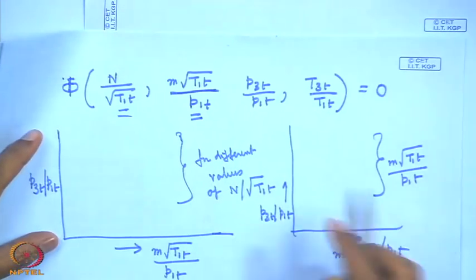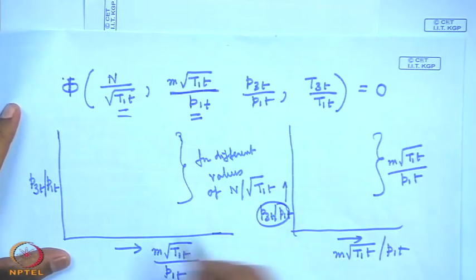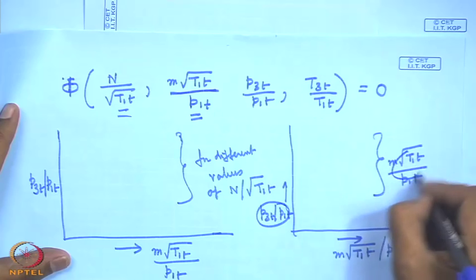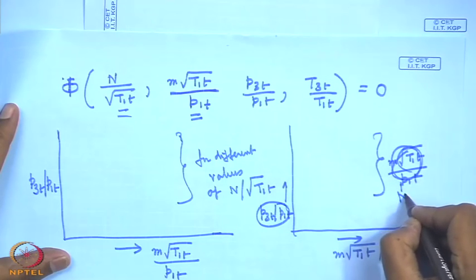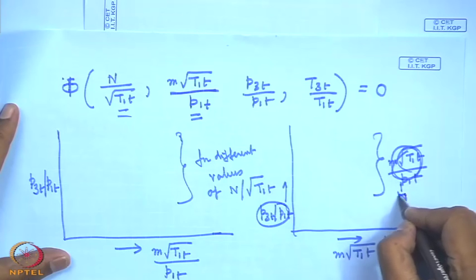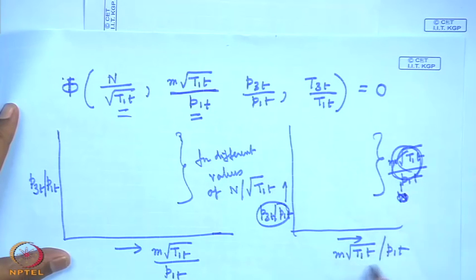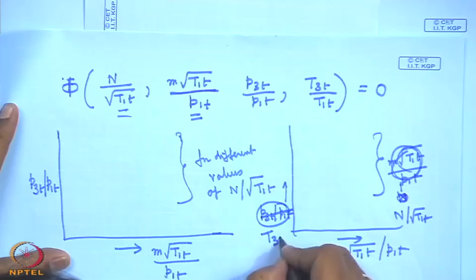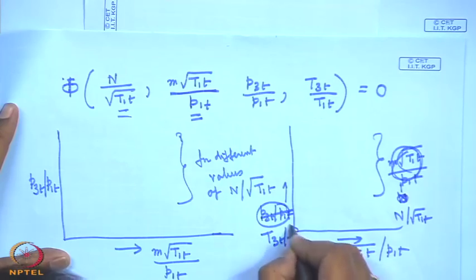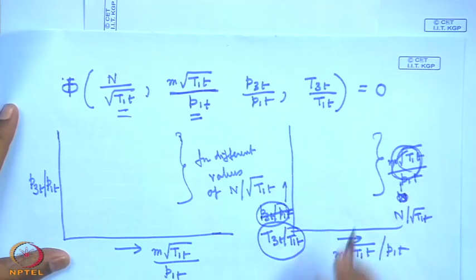Here also I did a mistake. This will be a repetition of this. We are writing N by root over T1T, and this will be for T3T by T1T. This I did a mistake earlier. This will be like this, the two curves.